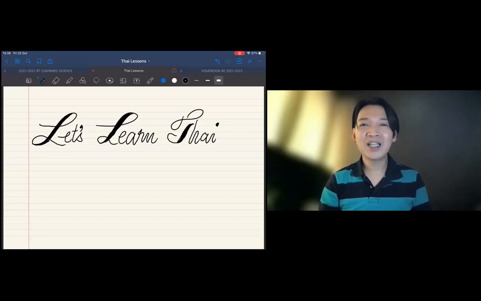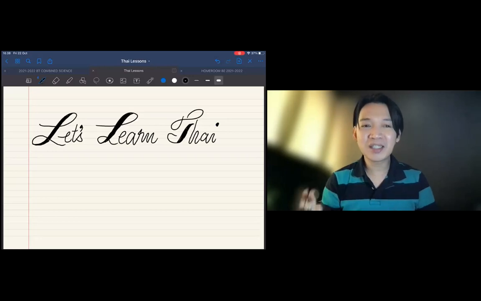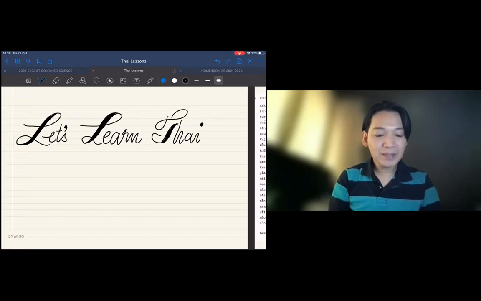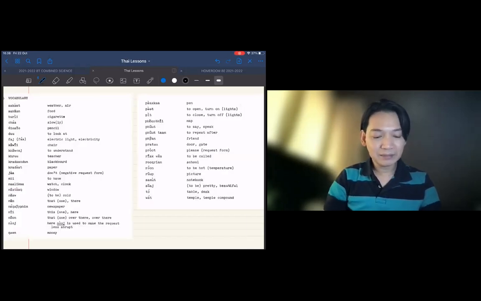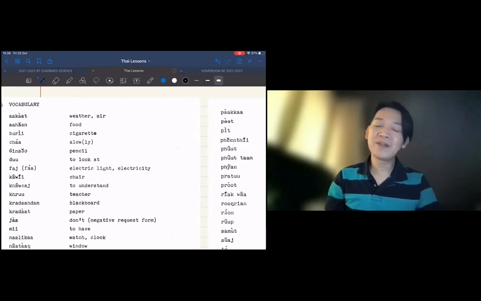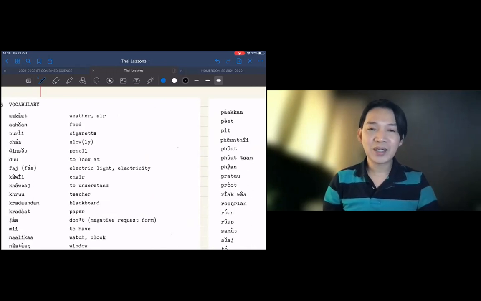Today we will be learning some additional vocabulary words which will help us build up our sentences better, and we will also revisit our sentence structures and a little grammar rules. So come on, let's go. Let's learn Thai. We will begin with these vocabulary words. I hope that it will be very easy for you to remember because some of them are somewhat related to the terms that we used last time. So we will begin with akat.